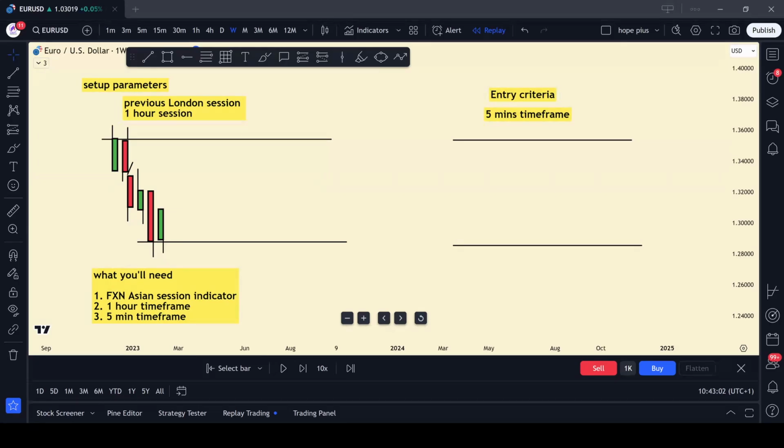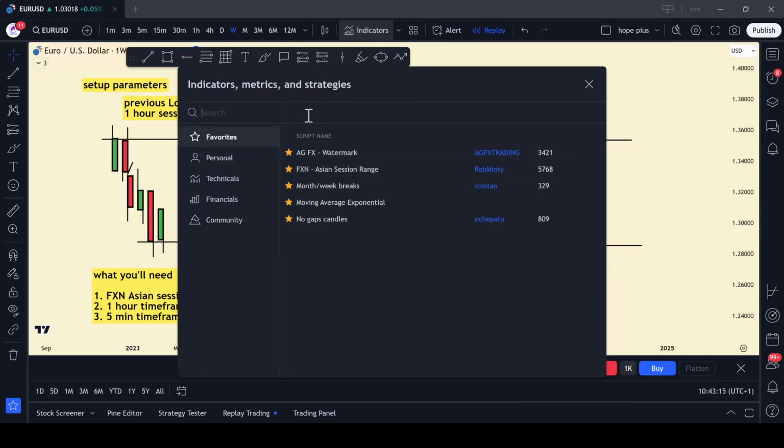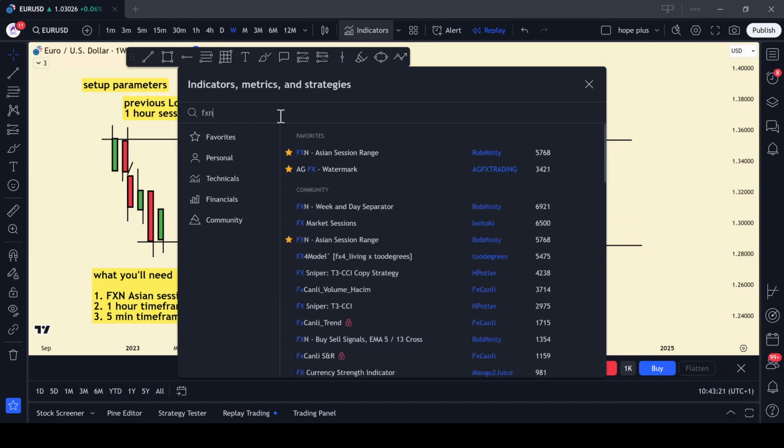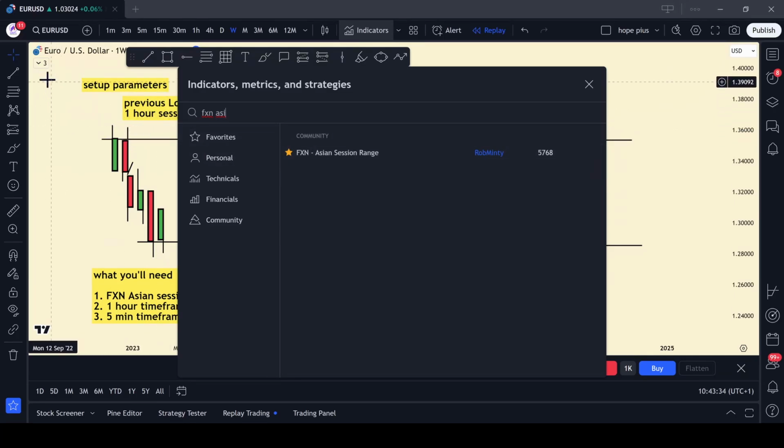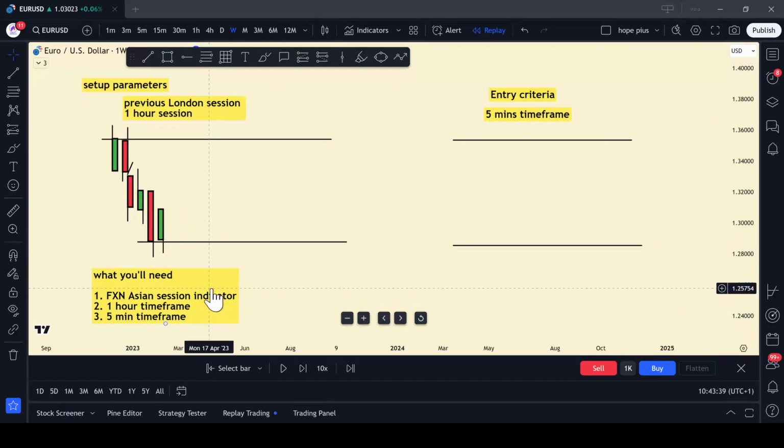In this video, all you need is simple. You need an FXN Asian session indicator. And how do you get that? You come to the indicators here, you click indicator, and you type FXN Asian session range. When you type it, you will see the indicator. Sorry, Asian is one N. When you see it, you click it. It's by probability. You click it, and it will appear on your chart. That's the first thing you need to do: download that indicator.